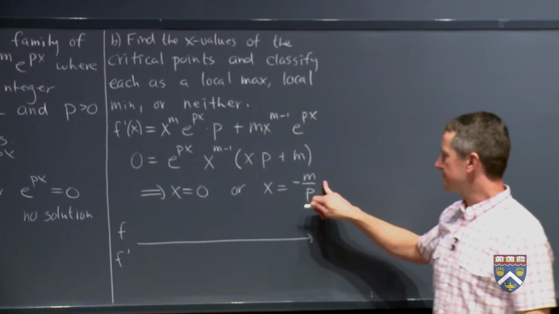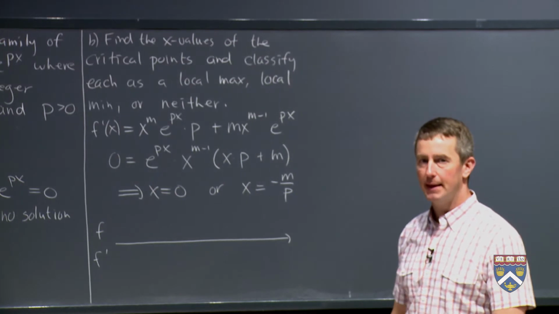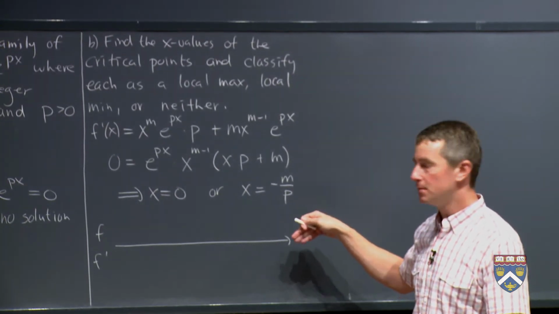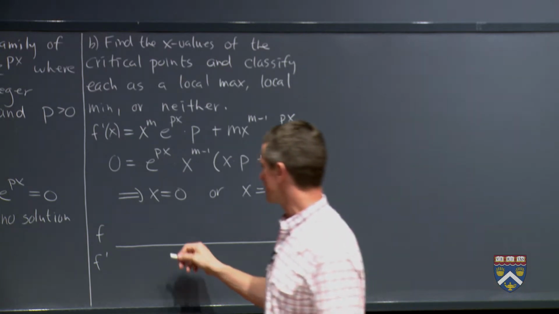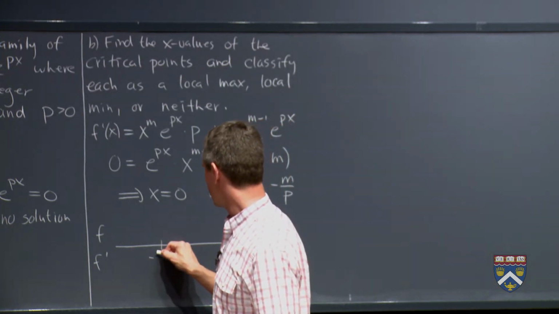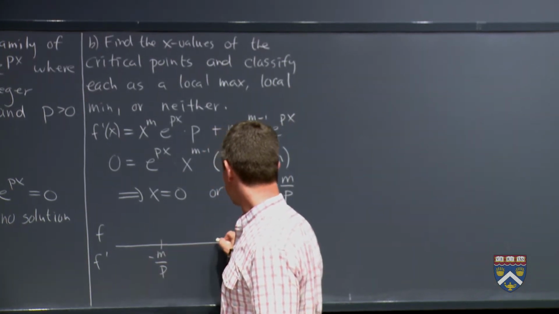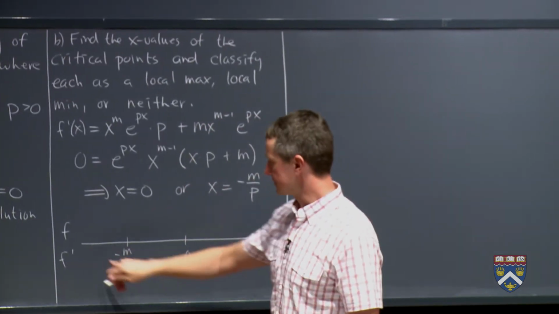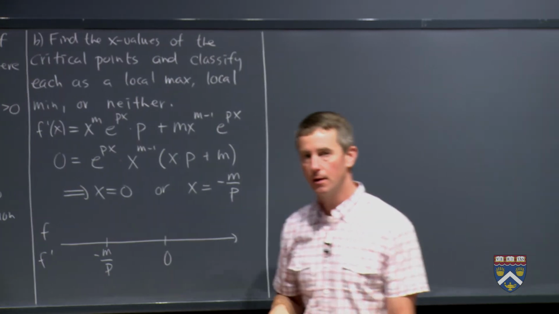So which side of 0 should negative m over p fall on? We know m and p are both positive, so negative m over p is negative. So negative m over p is somewhere over here, and then 0 comes over here. So I'm going to have to pick three numbers, a number here, a number here, and a number here.